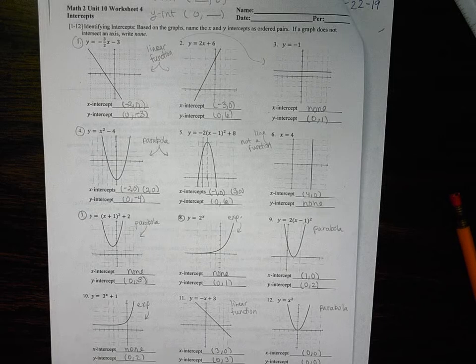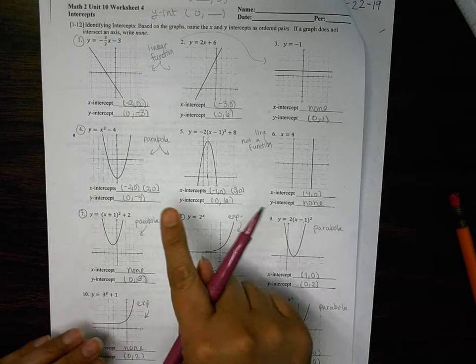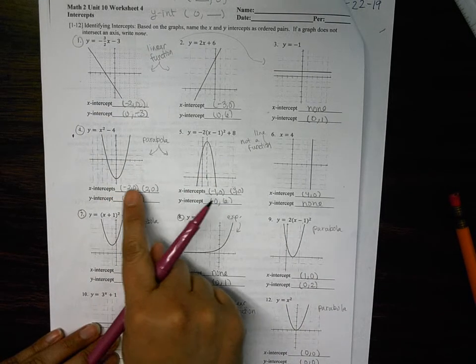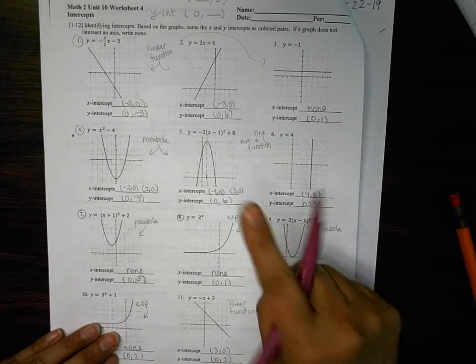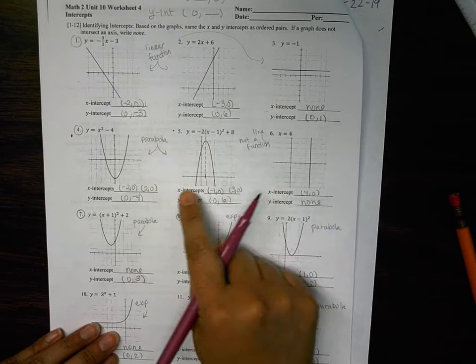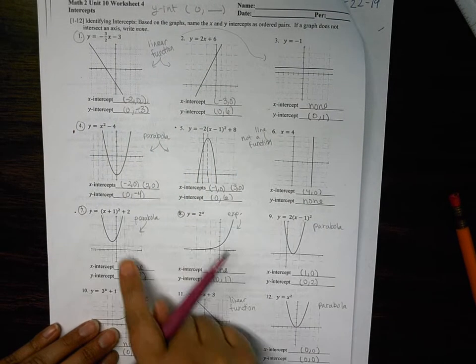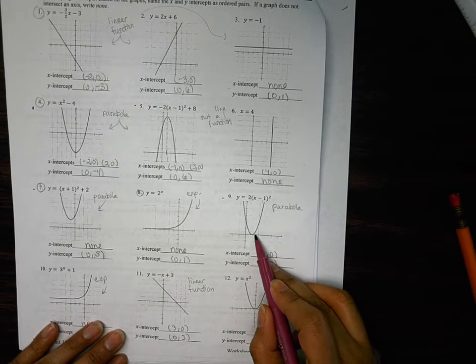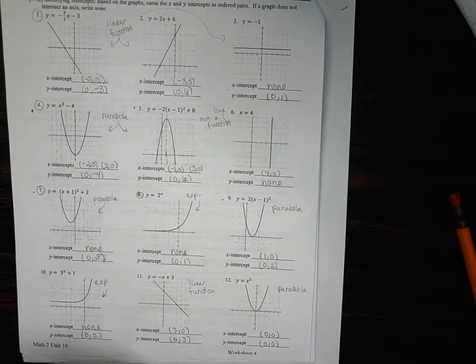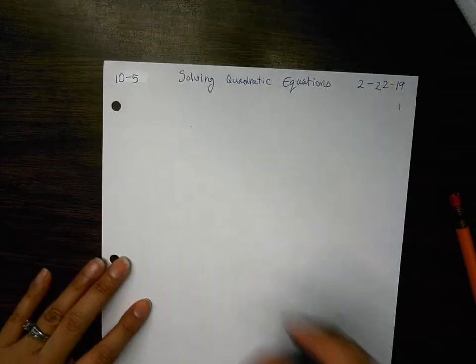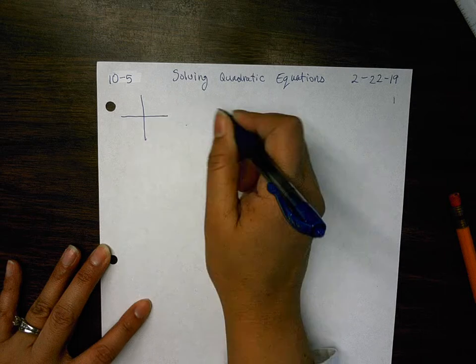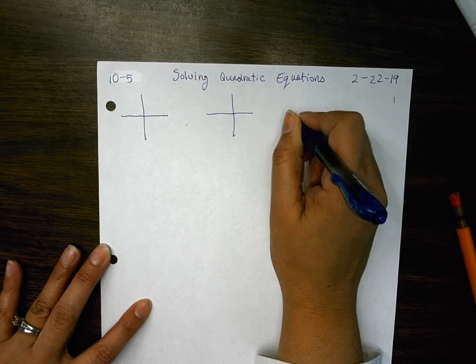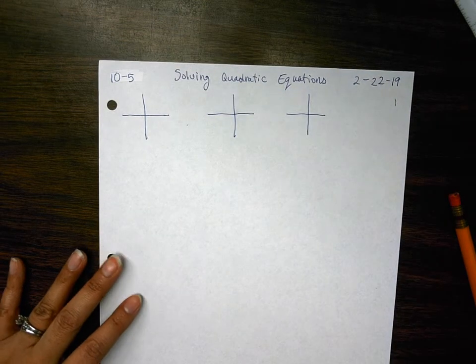Okay, I want to focus on parabolas. This parabola right here had how many x-intercepts? Okay, did this one also have 2? This one had what? None, and this one over here had 1. So those are the 3 scenarios with quadratic functions. So I'm going to quickly draw 3 images up here.